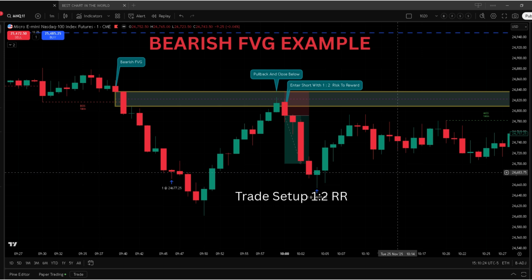When price pulls back into the gap, watch for confirmation like a rejection wick or bullish engulfing to enter. In uptrends, focus on bullish gaps. In downtrends, target bearish gaps. Simple, clean, and powerful.